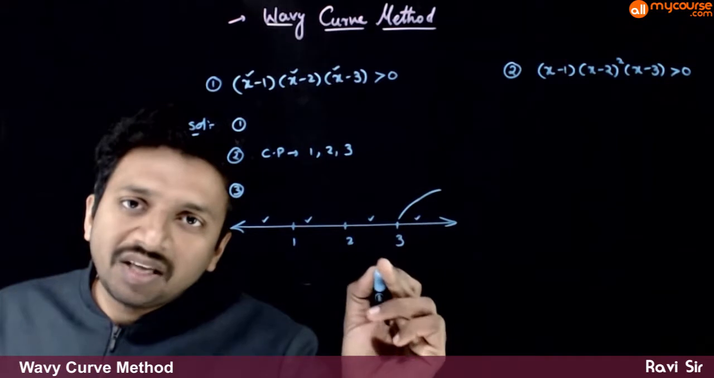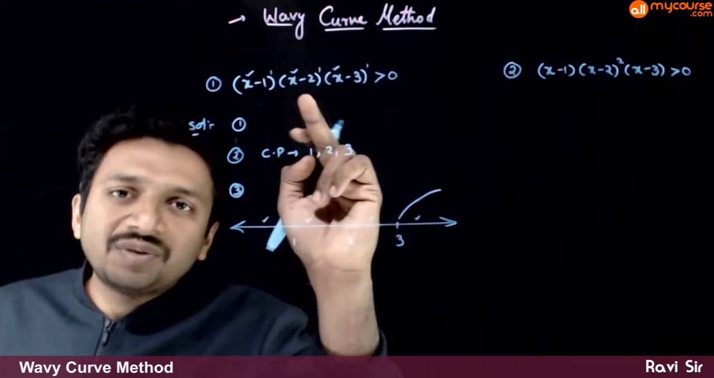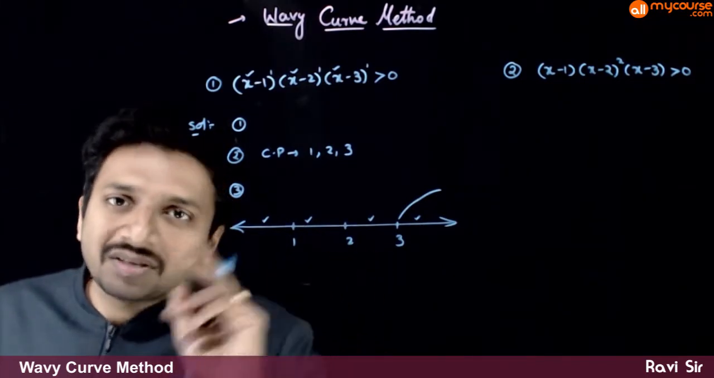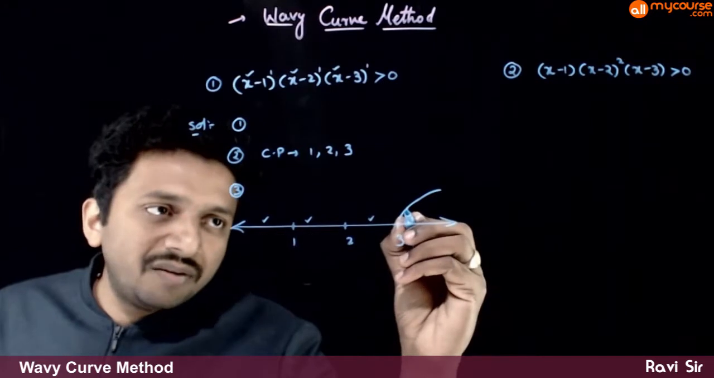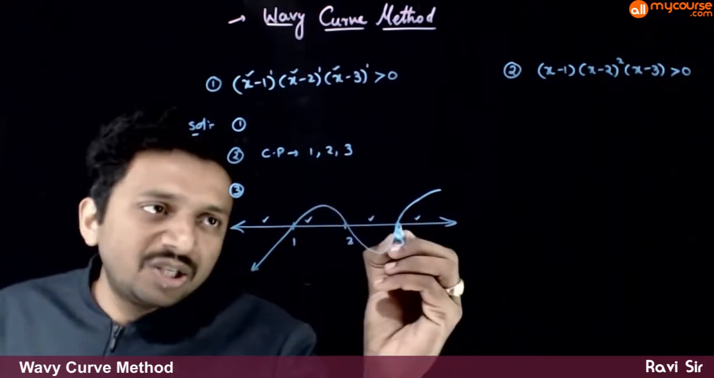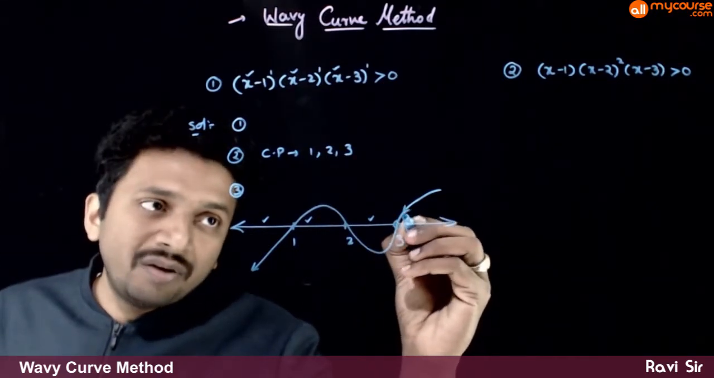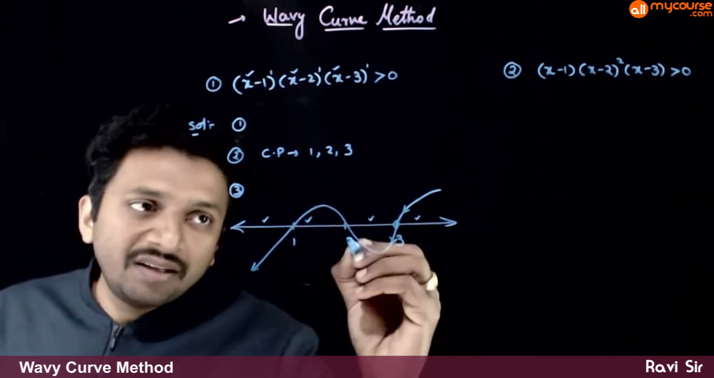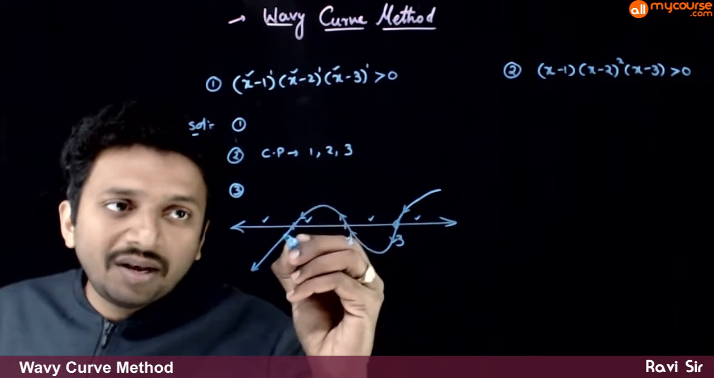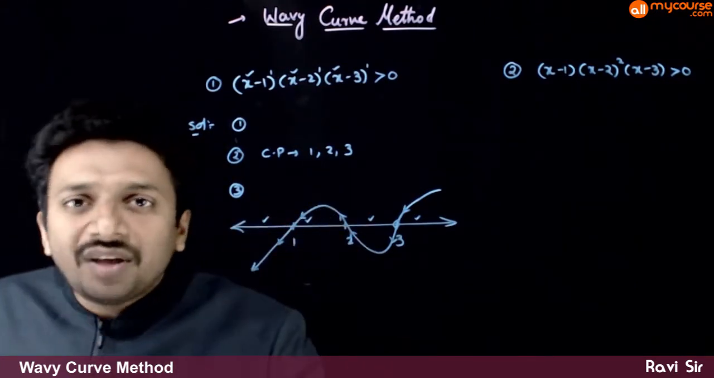Next, we come to x is equal to 3. All the powers, as you can see, of each factor are odd. That means the sign change happens at each of these critical points. So the wavy curve can be directly drawn like this. At each point, the sign is changing. That is, at the first point 3, the curve is going from positive side to negative side. At x is equal to 2, from negative side to positive side. At x is equal to 1, from positive side to negative side. So this is the wavy curve.